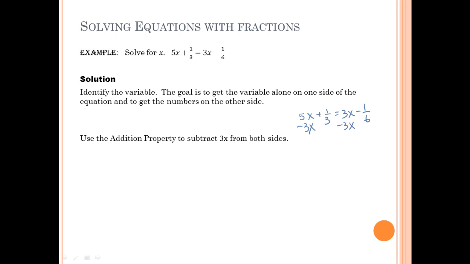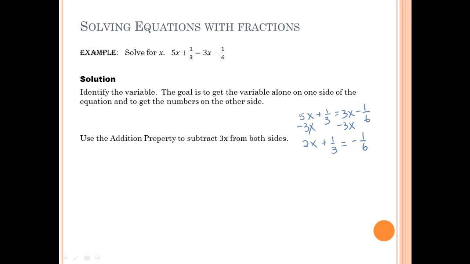So on the left side, 5x minus 3x is equal to 2x. And so we have 2x plus 1/3. On the right side, we have 3x minus 3x, which is 0x. So we have 0 minus 1/6, which is negative 1/6. Notice that we now have the variable term 2x on the left side. Next, we want to get the number terms on the other side.